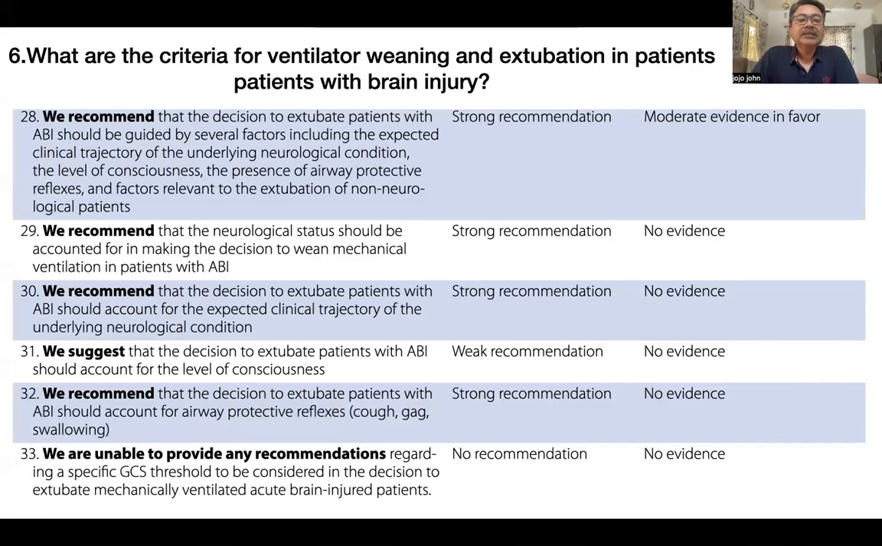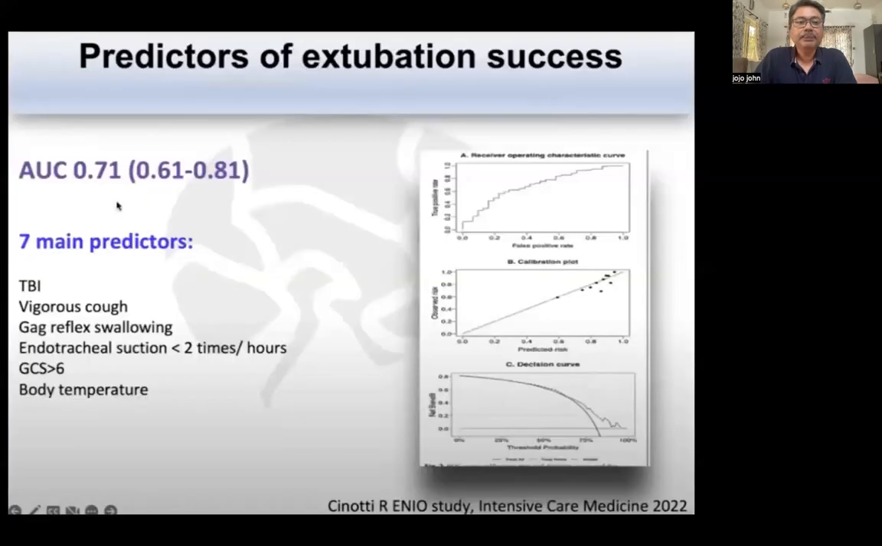So the recommendation is that to decide on extubation, several factors, including the trajectory of the disease, the level of consciousness, the presence of protective airway reflexes need to be considered, the same as intubation. Neurological status should be accounted for. The trajectory should be accounted for. Level of consciousness in GCS as such is not a strong predictor, and you need to look at airway protective reflexes, in the presence of cough and swallowing. And they don't provide a GCS cutoff in their recommendation when you decide on extubating these patients.